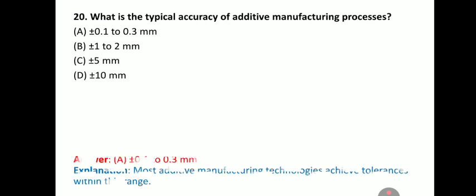Next question, what is the typical accuracy of additive manufacturing processes? The answer is plus minus 0.1 mm to 0.3 mm.